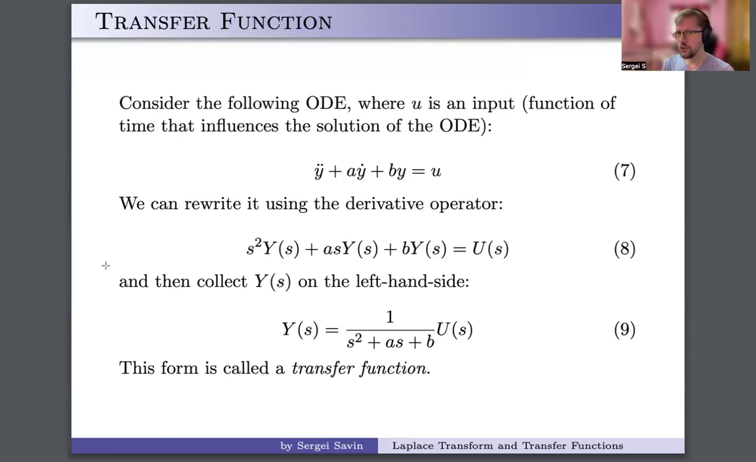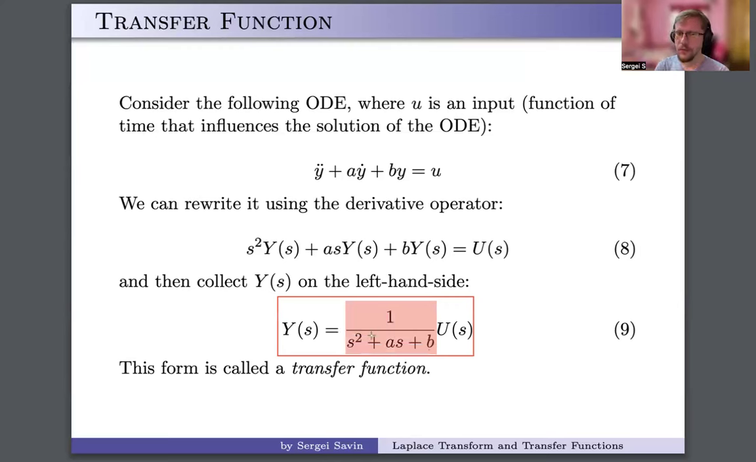Let me give you three perspectives on how to think about it. Hope I will not overwhelm you. First, look at this expression. What you can see here is, roughly speaking, a recipe. Given a signal u, how do you get a signal y? U is an image, so it is in the Laplace variables. You have to multiply it by this fraction to get the output y. That is one way to look at it. It's a recipe of how to get y given u.